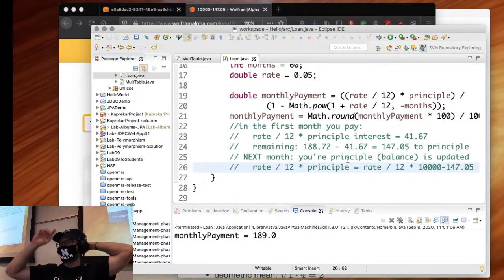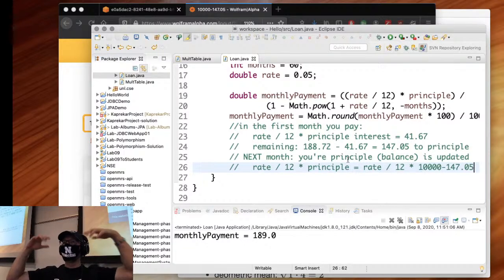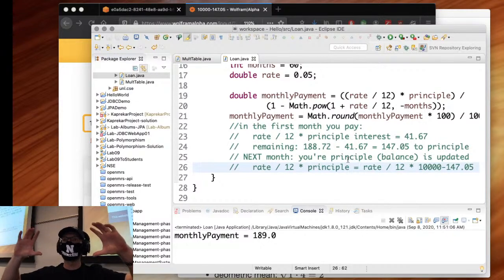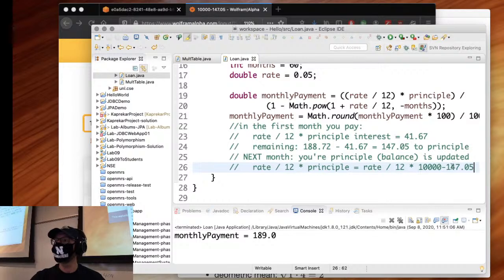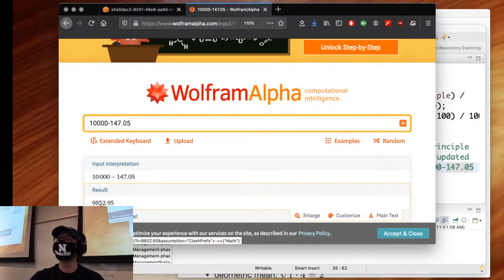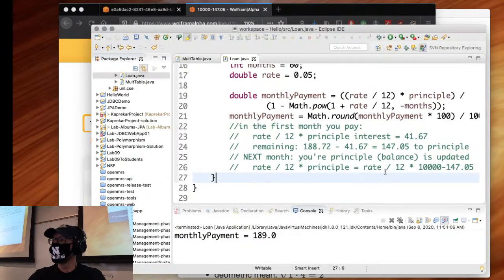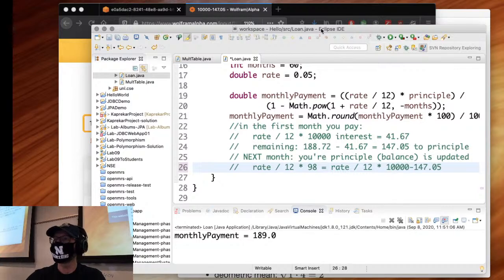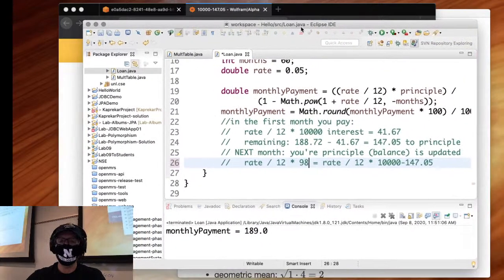So this is why it's called amortization, because you're not paying interest on $10,000 throughout the life of the loan. After the first monthly payment, you don't owe $10,000. You owe $10,000 minus however much you paid in that first month, which is now $9,852.95. So your interest gets updated too, right? Instead of principal being $10,000 here, now your principal is 9852.95, right?